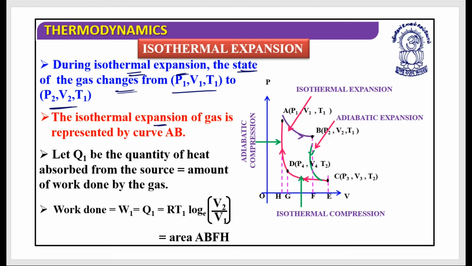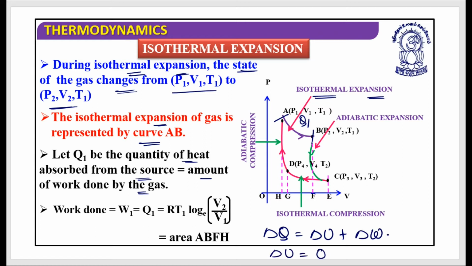This expansion of the gas can be represented by the curve from A to B. Suppose Q1 amount of heat has been absorbed from the source, and that equals the work done by the gas, because delta Q equals delta U plus delta W. As it is an isothermal process, delta U equals 0, so delta Q and delta W are equal. I hope this is clear.